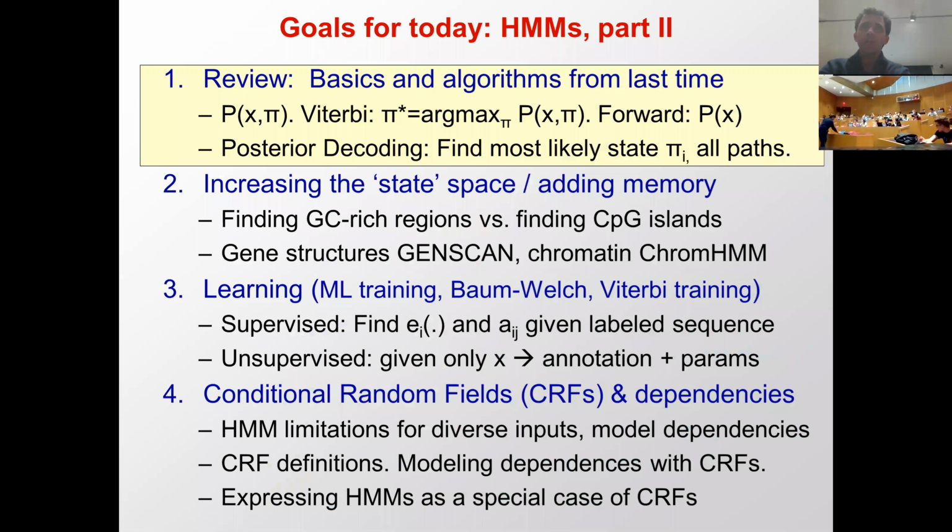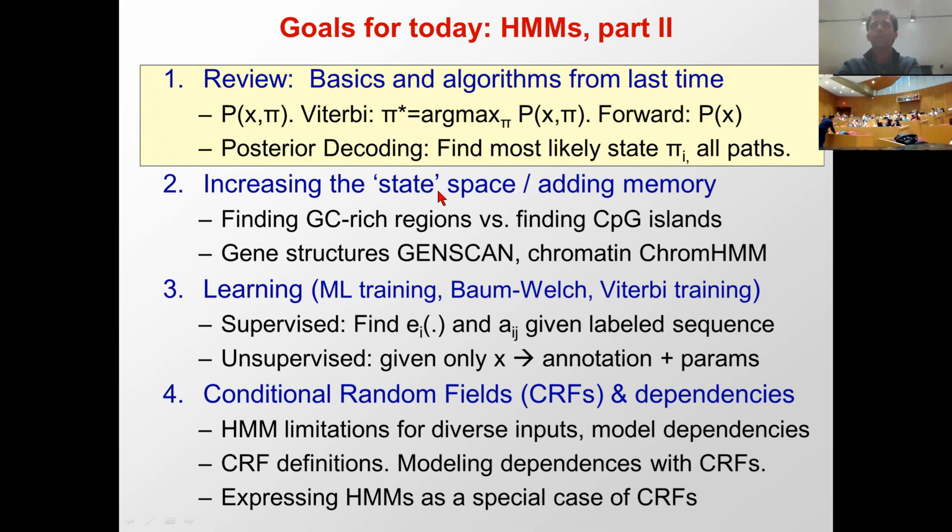So just to review, what did we see last time? So for today, first we're going to review what HMMs are all about, and review calculating P(x, pi), calculating the Viterbi algorithm of pi star, which gives you the maximum score path, and then the forward algorithm of the total probability. Then we're going to talk about posterior decoding. How do we find the most likely state pi_i over all paths? And then we're going to touch upon new material.